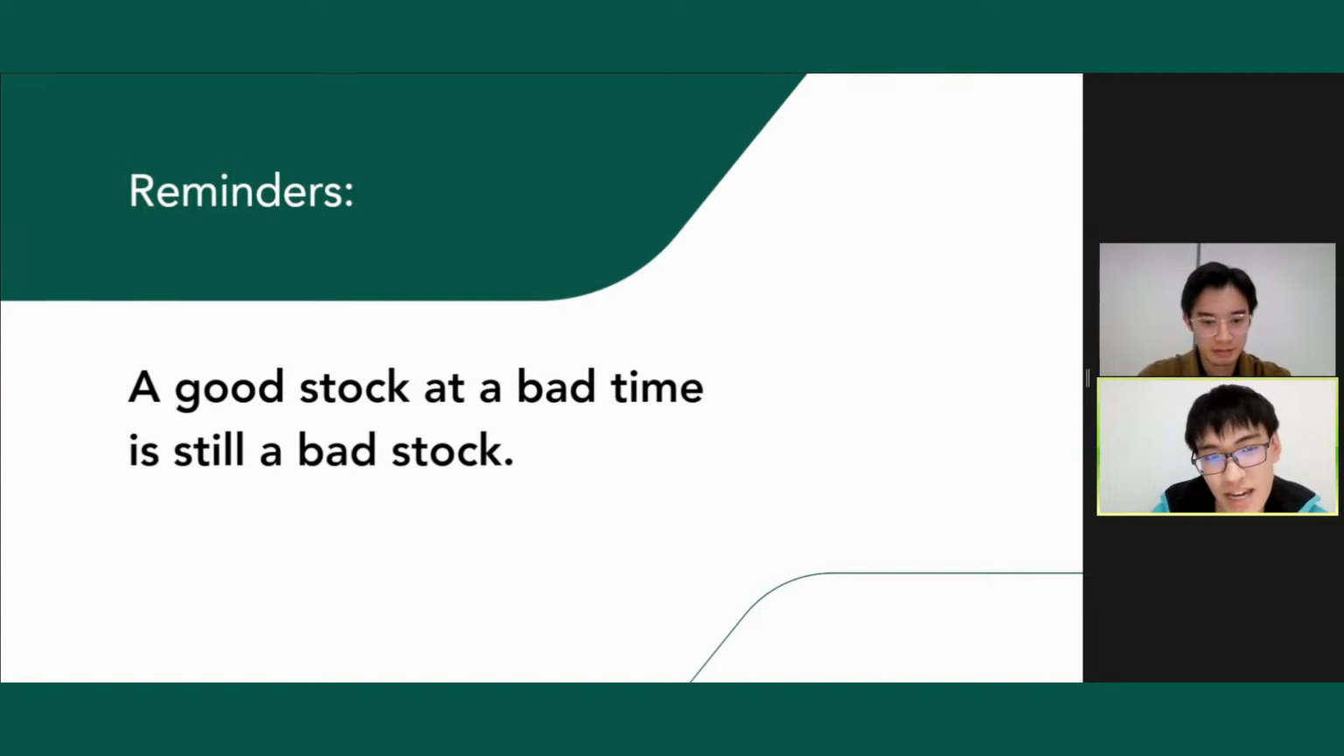Then just some reminders also. A good stock at a bad time is still a bad stock. Let's say you're trading a blue chip like SM. We all know SM's a good company. It's growing, right? You have all the malls in the Philippines, they're all over. But if the stock is downtrending, if it's going down and it's hitting your stop loss, then it's still a bad stock. So if your intention was to trade SM, but it's still going down, then it's still a bad stock. That's what you have to understand.